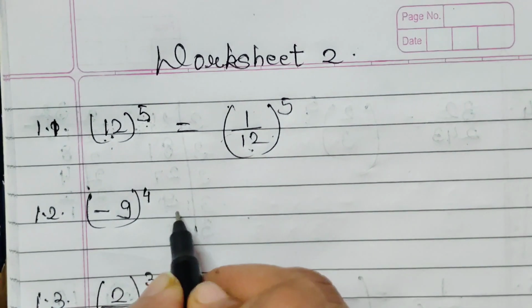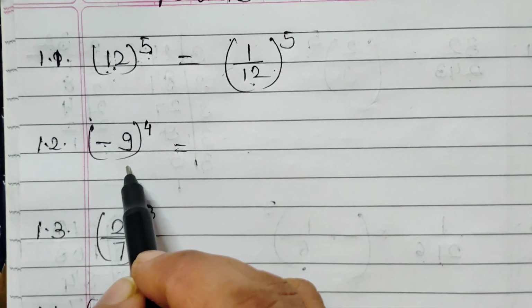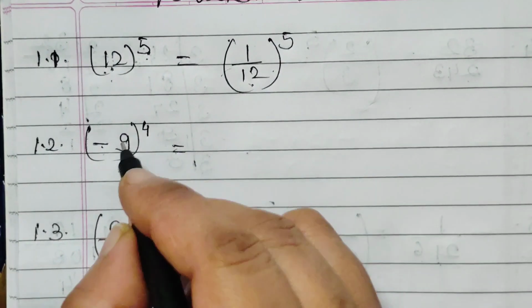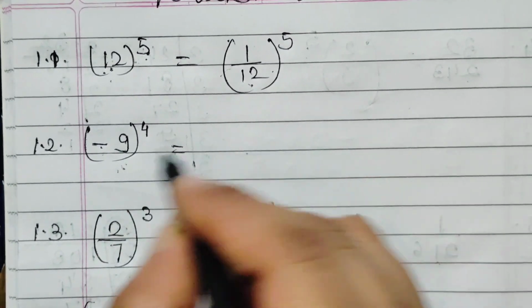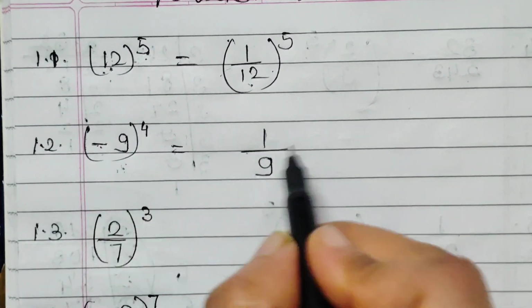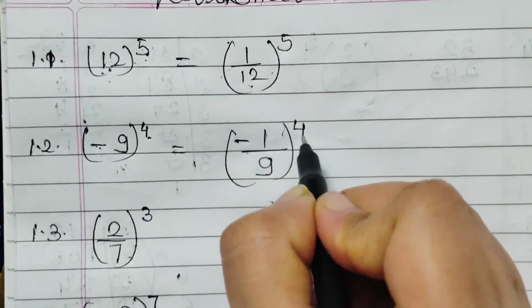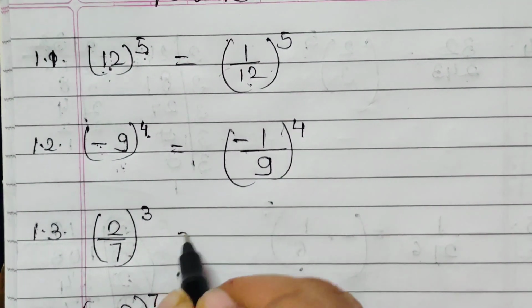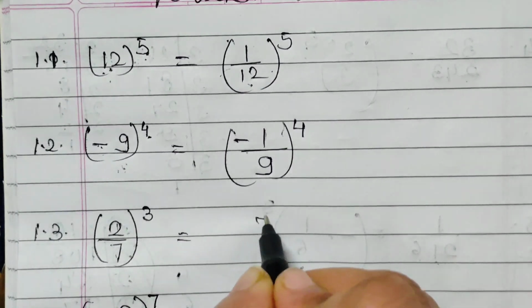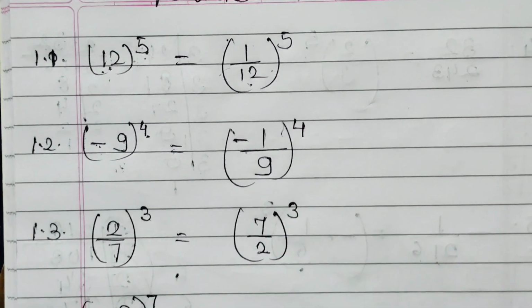Next, minus 9 means it is minus 9 upon 1. For the number 9 upon 1, we'll write 1 upon 9, and the minus sign we will write up only, and the whole raised to 4. Next, 2 upon 7. The reciprocal is 7 upon 2, and the whole raised to 3.